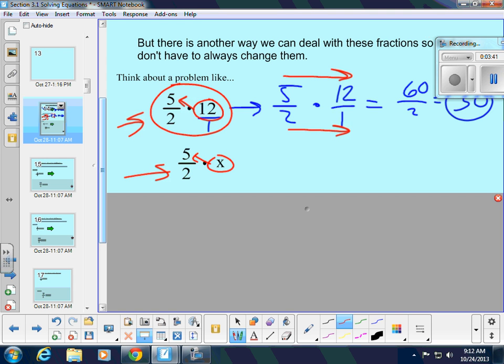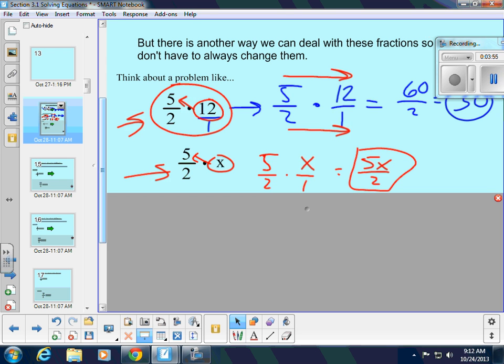I could rewrite it in fraction form again to show it. 5 over 2 times, well, we could just put this as x over 1. And again, what I'd have is 5x. 5 times x would give me 5x. 2 times 1 would give me 2. So yeah, I'd still just get 5x over 2.